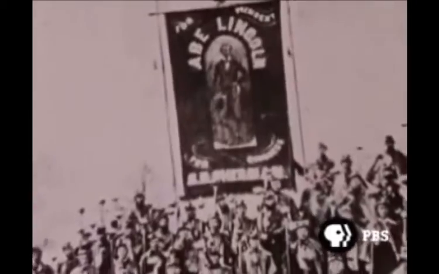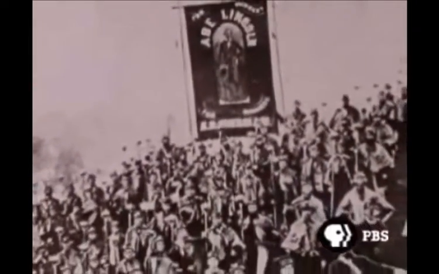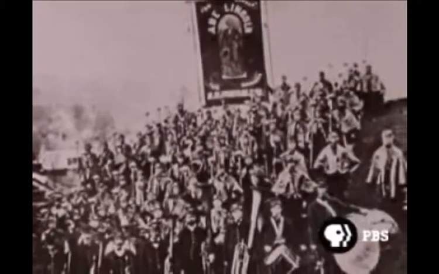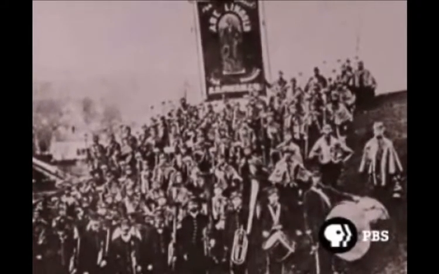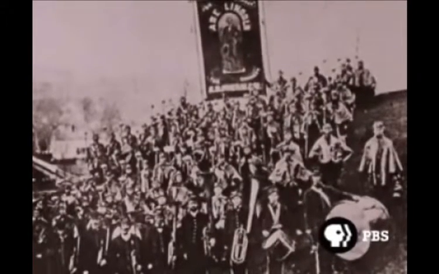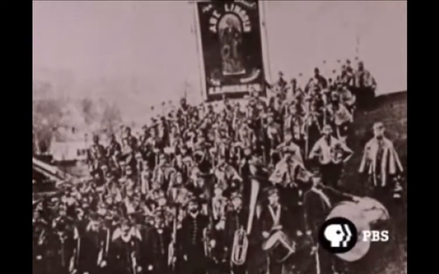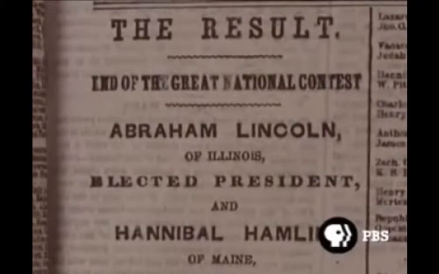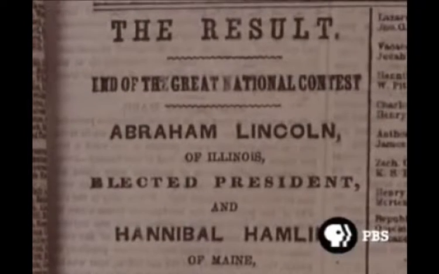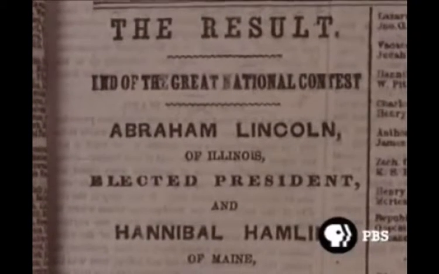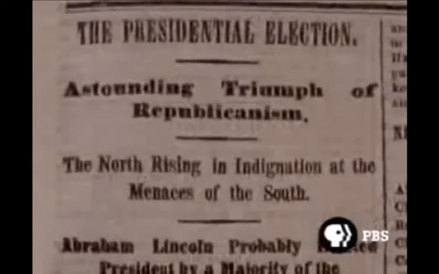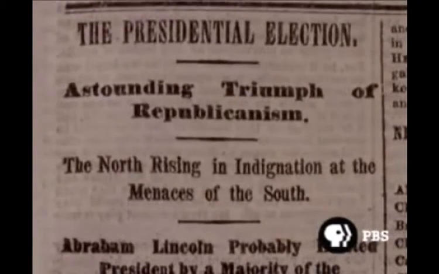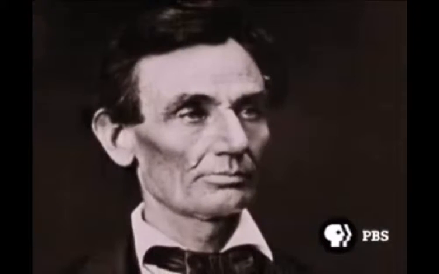Radical abolitionists in the North complained that Lincoln's opposition to slavery did not go far enough. But to most people in the South, the prospect of Lincoln's election posed a lethal threat. The 1860 campaign had become a referendum on the Southern way of life. On November 6, 1860, Abraham Lincoln won the presidency with only 40% of the vote. He did not even appear on the ballot in 10 Southern states.